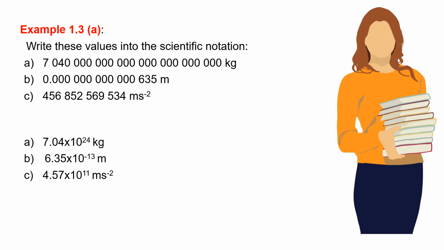Okay, let's move to the simple example. So for example, kita nak tulis dalam bentuk scientific notation. So kita ada kat sini. Ni senang lah. Kan awak kira je ada berapa banyak kosong.